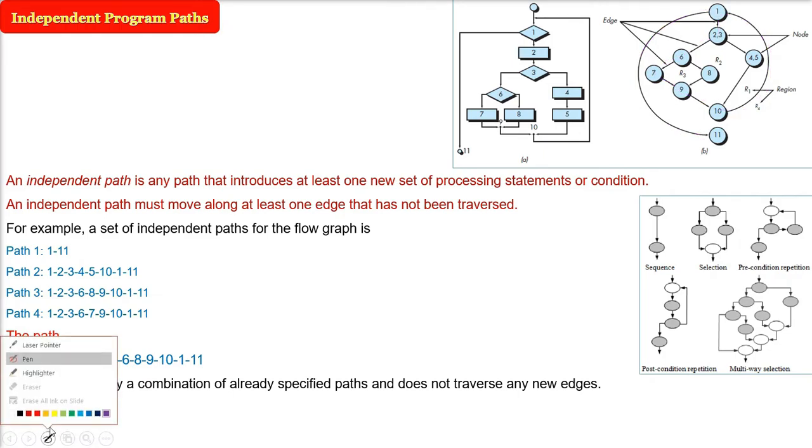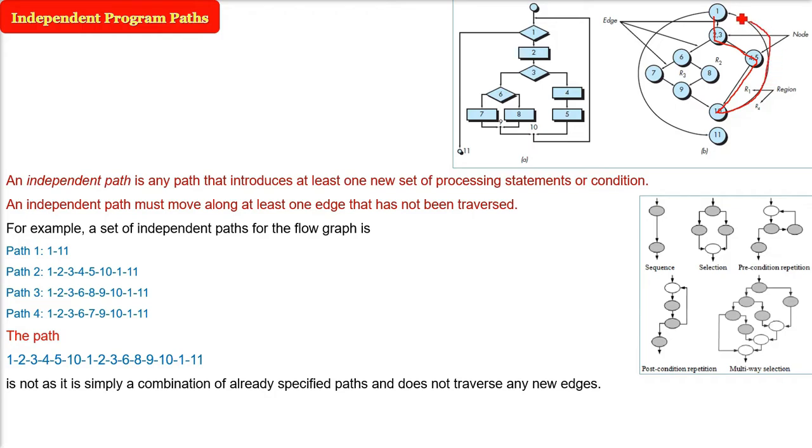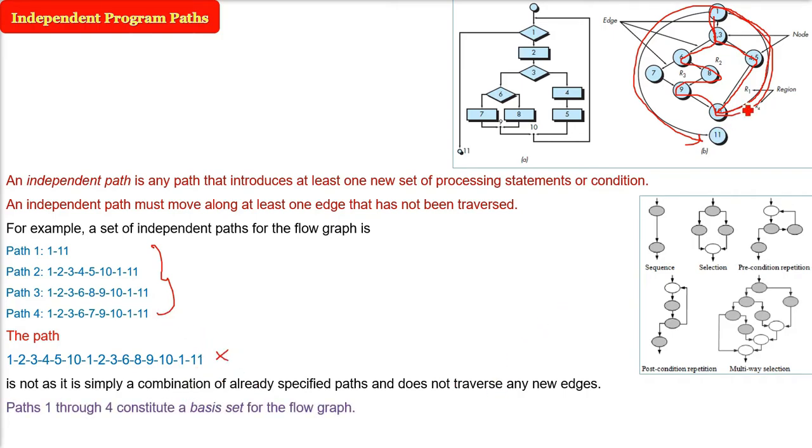Just see here, this path: we start with 1, 2, 3, 4, 5, 10, 1, 1, and then we go to 2, 3 again, coming back. This can be a path: 6, 8, 9, 10, 1, and then 11. So this is not independent. Why? Because this is simply a combination of already specified paths 1 to 4, and does not traverse any new edges. So paths 1 through 4, which we have devised here, constitute a basis set for the flow graph.